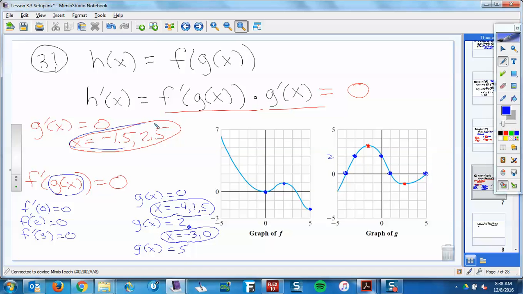So what are our answers? Right here, so these 2, these 3, and these 2 here. So those 7 places are stationary points of h.